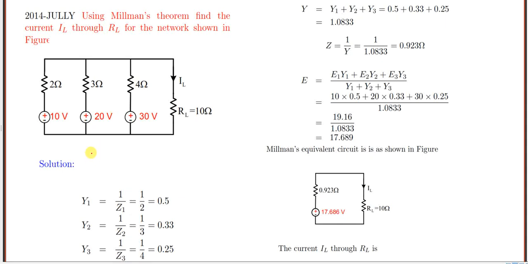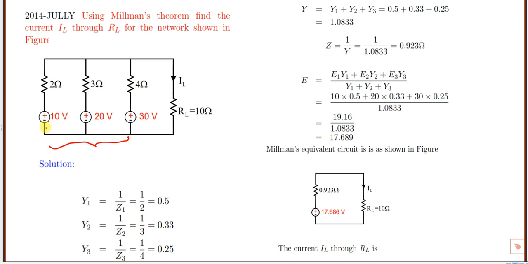Using Millman's theorem, find the current through load resistance RL. That is IL through RL for the network shown in the figure. So here, how many voltage sources are connected in parallel?